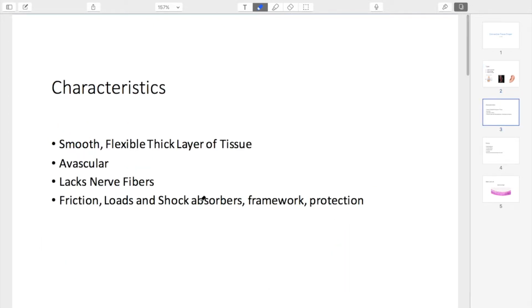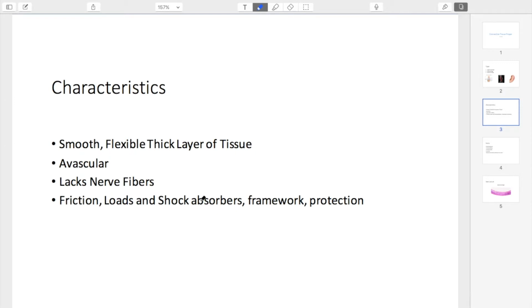So what are the main characteristics of cartilage? Cartilages are very smooth and flexible, and they have a thick layer. But remember that cartilages are weaker than bone and more flexible than bones. They are not tough or very hard like bones, but that's why they are more flexible.